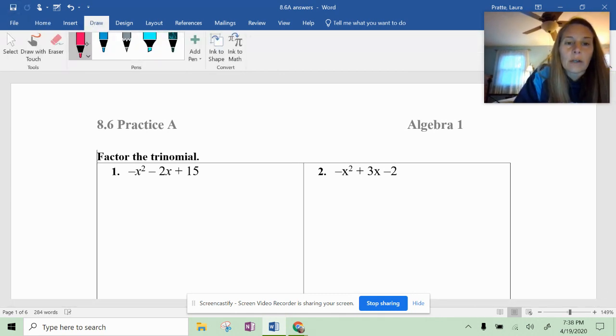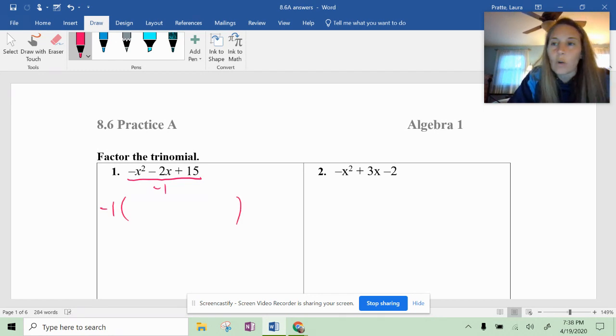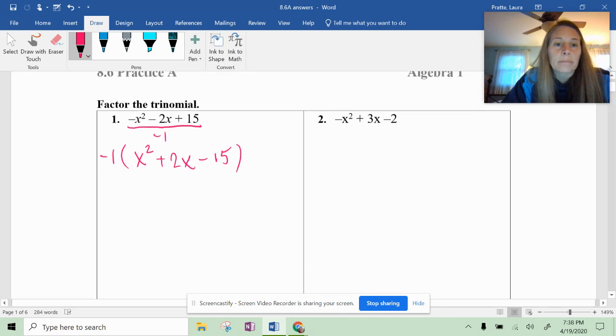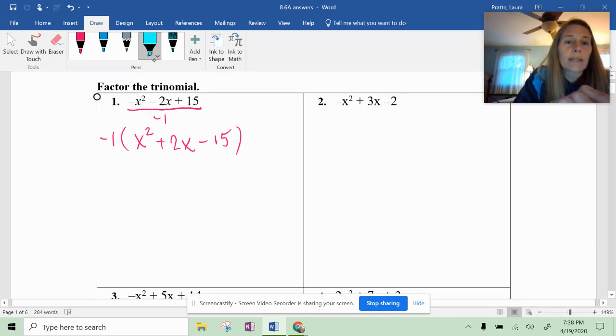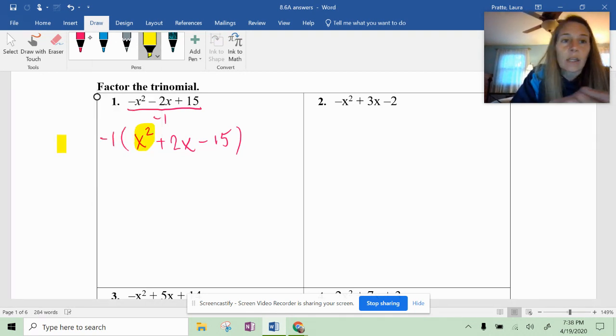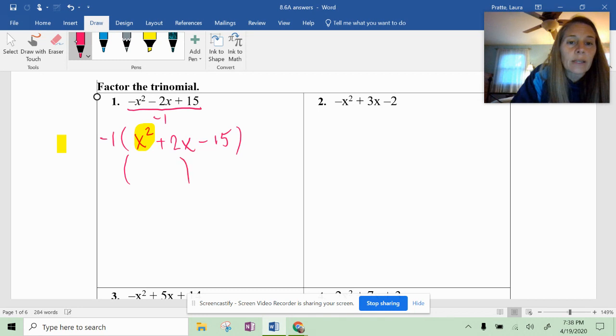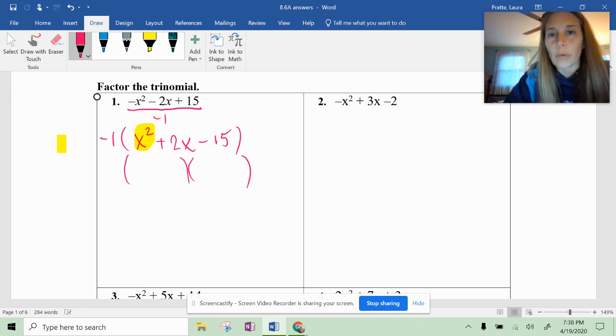So what we're going to do here is divide this whole thing by a -1. So that leaves us with a -1 out here. And then if you divide everything in this trinomial by a -1, it's going to change all your signs. So you're going to be left with x squared plus 2x minus 15. So now at that point, because you just have this x squared in the front without any numbers in front of it, you can now finish factoring this into those two binomial parentheses.